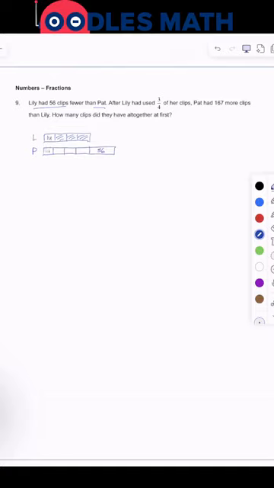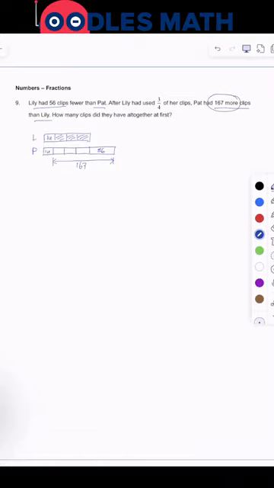Now we can start to fill in all the information that is left in the question. So Pat had 167 more clips than Lily. So that's after Lily used up. So we are comparing from here all the way to the end. So this whole part here is the difference, which is 167 more that Pat had more than Lily.